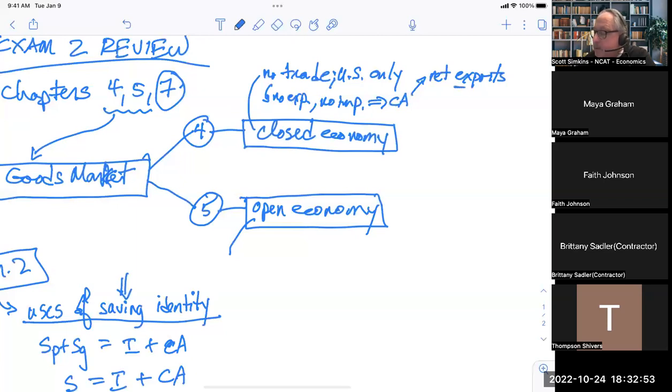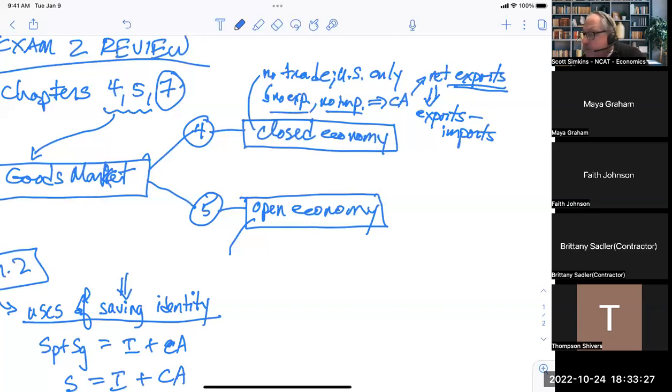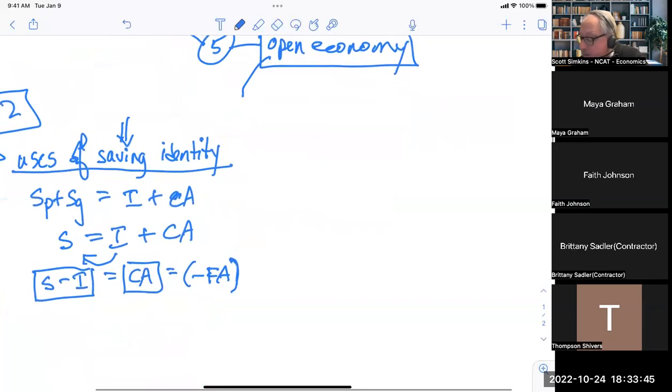So what do we mean by net exports? Well, exports are in there. What does net exports mean then? Not the total amount of trade, that would be adding up imports and exports. So it's exports minus imports. If there's no trade, just one country, no exports, no imports, then net exports are zero. Exports are zero, imports are zero, zero minus zero is zero. So the current account is zero.